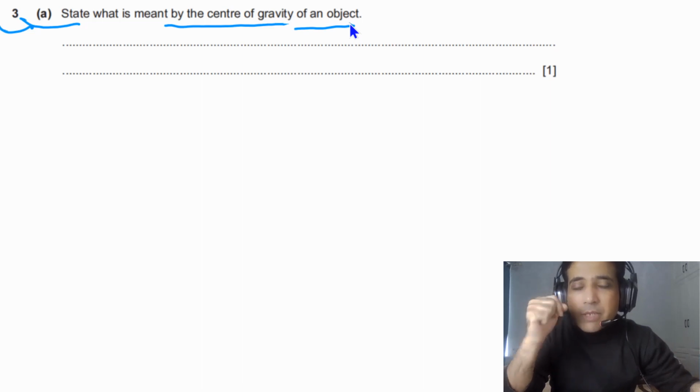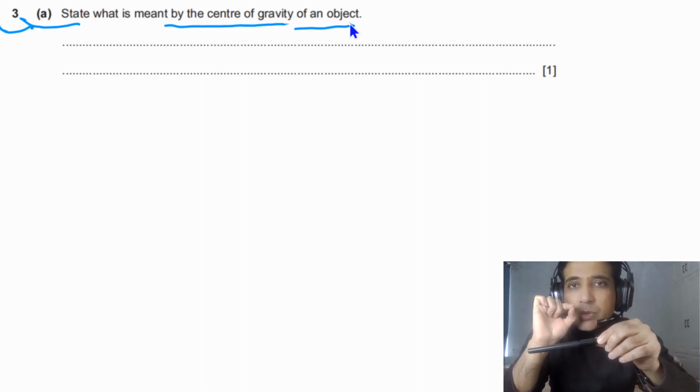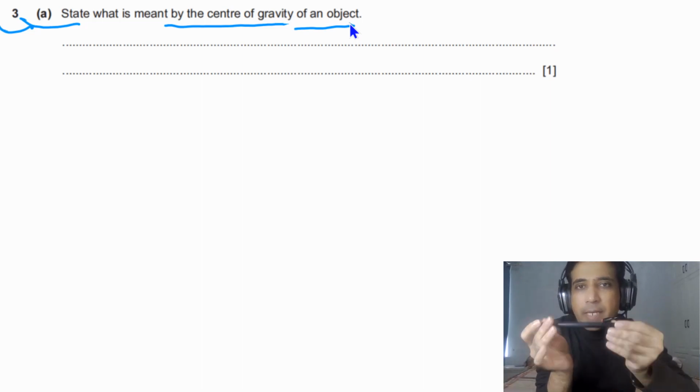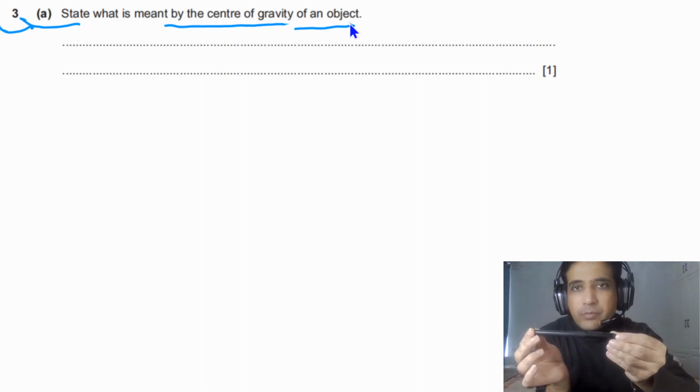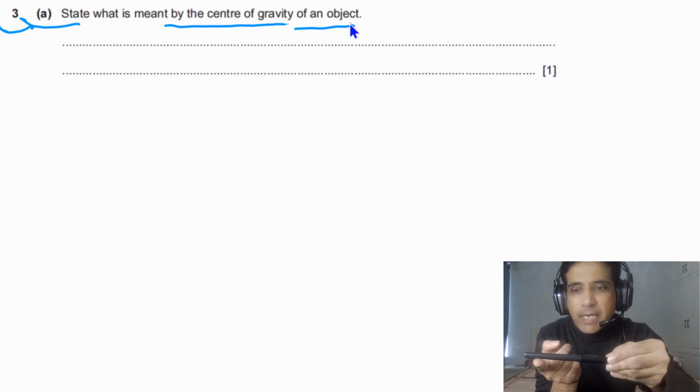Center of gravity we can also define in a slightly different way. Center of gravity is a point through which a single force will create no turning effect. So let's try to find the center of gravity of this pen. I will slide my finger under this one. You see, if I apply a single force here, there will be a turning effect. It will go this way. So I will slide under this one.